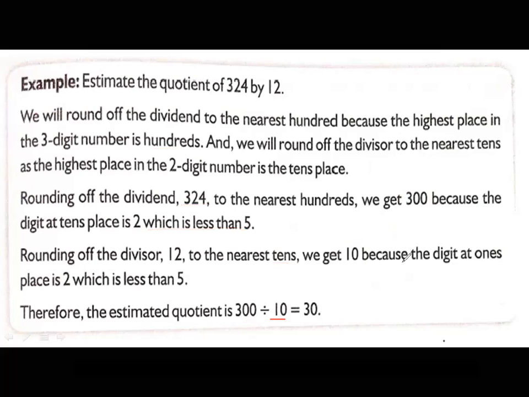Likewise, you have to see the number, choose the highest place value, see the estimation rule, whether it is less than 5 or greater than 5, and round off the numbers. After rounding off, use division and find the quotient.